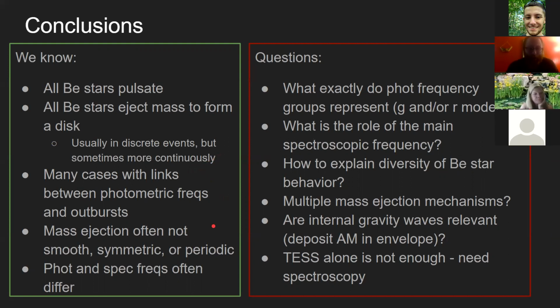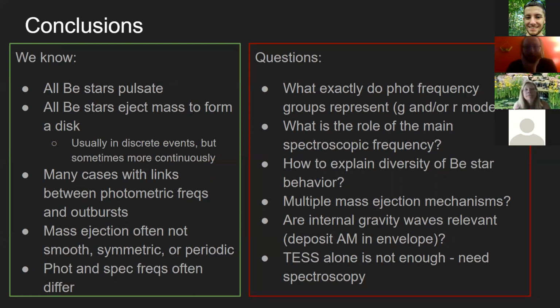When a Be star is ejecting mass, it's often not azimuthally symmetric or smooth, but it can be very clumpy, where you see a highly inhomogeneous, very inner disk as it's being built up. But then eventually viscosity smooths that out and creates a more symmetric disk.